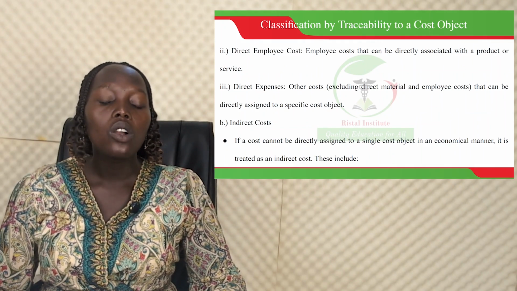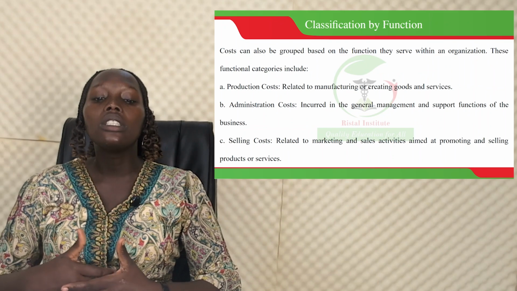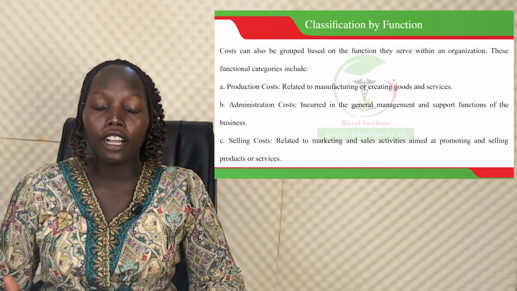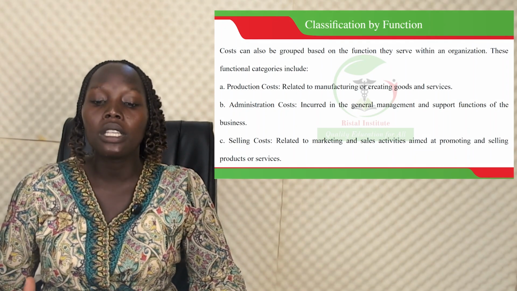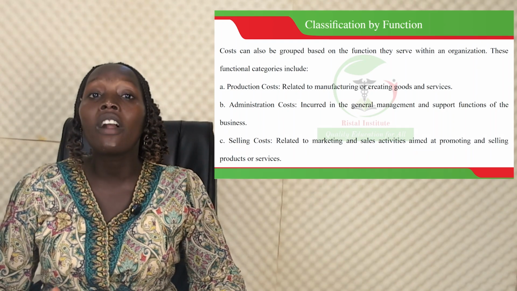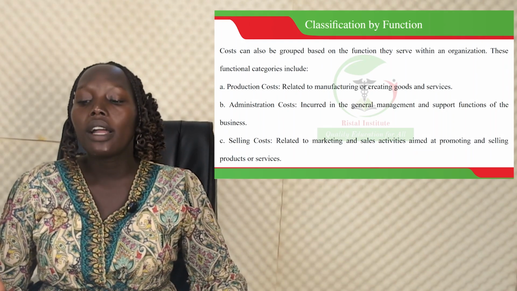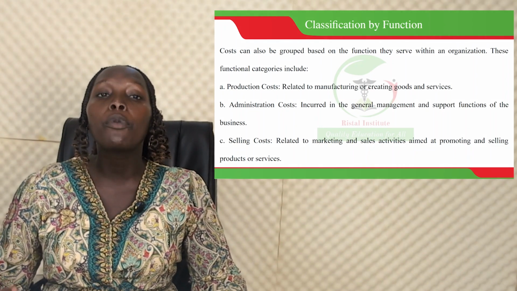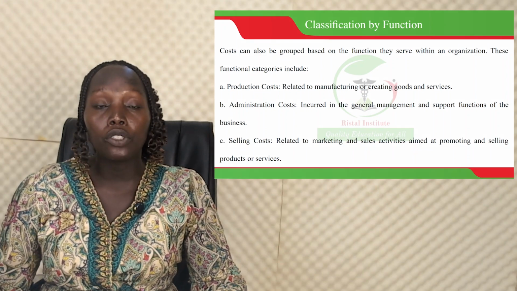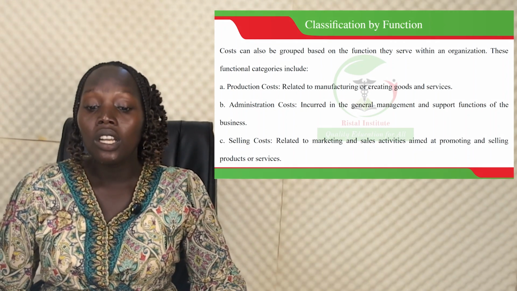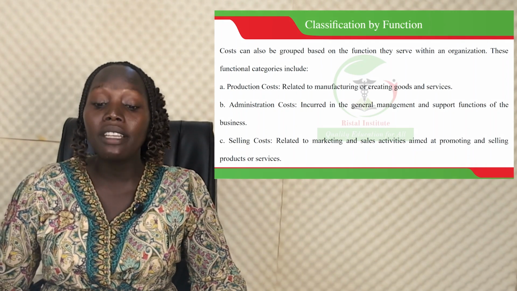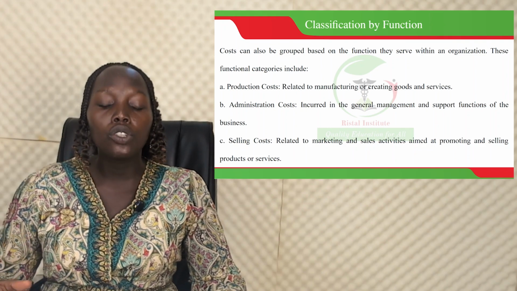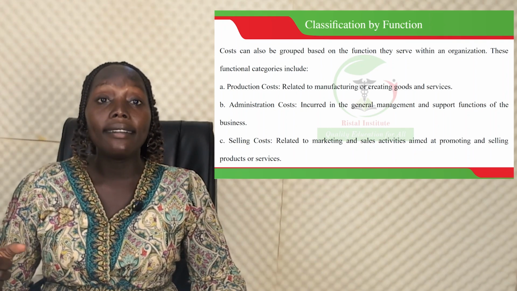So those are some of the examples of indirect cost. And then we have classification by function. When we talk about classification by function, we say these costs can also be grouped based on the function they serve within an organization. These functional categories may include the production cost. Production cost relates to manufacturing or creating goods and services.